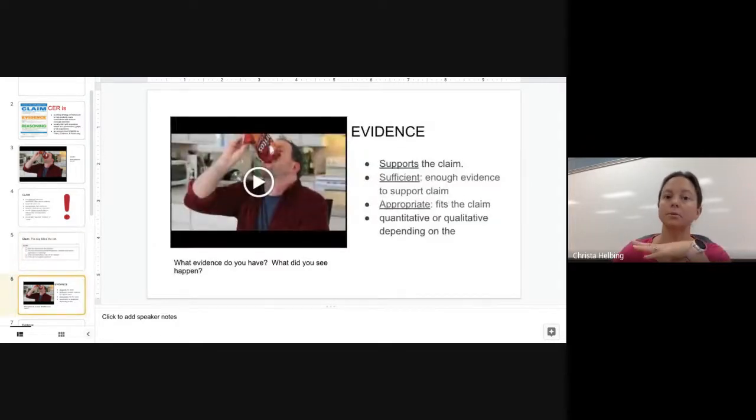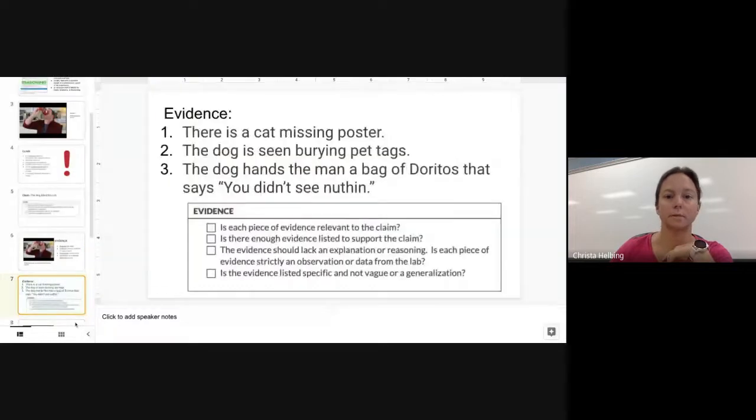So what's step two? Step two is we need to provide supports or evidence, as you would, to support our claim. So again, we need to look at things within the video that would help us justify the claim, the dog killed the cat. It doesn't need to be, but typically it's quantitative and qualitative, and it needs to be appropriate. So what evidence do we have that the dog killed the cat? So let's look at some things.